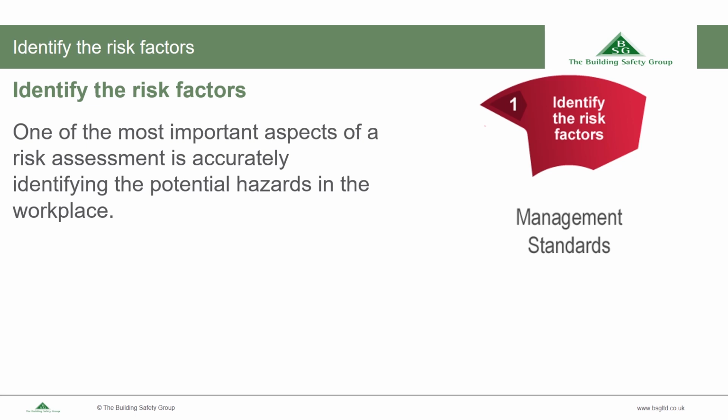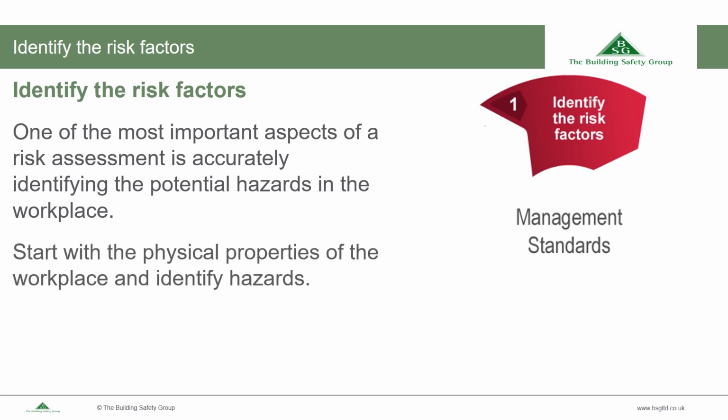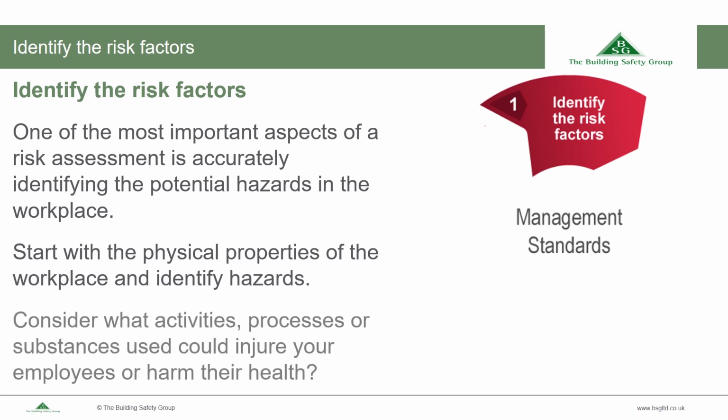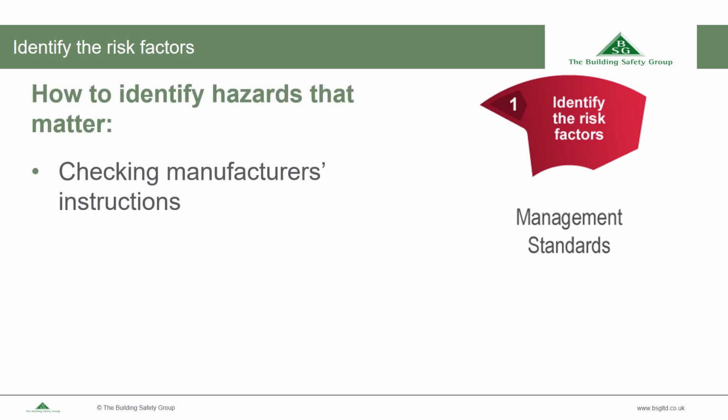One of the most important aspects of a risk assessment is accurately identifying the potential hazards in the workplace. Start with the physical properties of the workplace and identify those hazards. Consider what activities, processes or substances used could injure your employees or harm their health. There are some hazards with a recognised risk of harm, for example working at height, working with certain chemicals, machinery and asbestos. Depending on the type of work you do, there may be other risks that are relevant to your business. Checking manufacturers' instructions or data sheets for chemicals and equipment can be helpful when explaining the hazards and putting them in their true perspective.